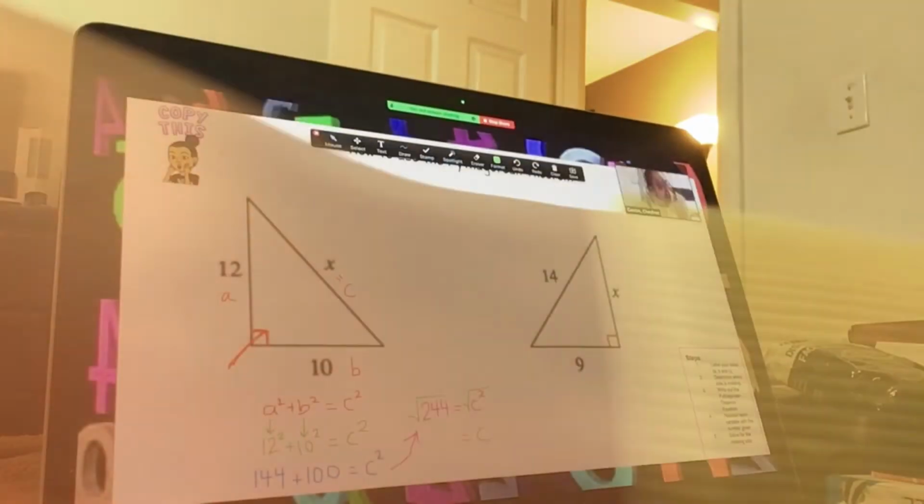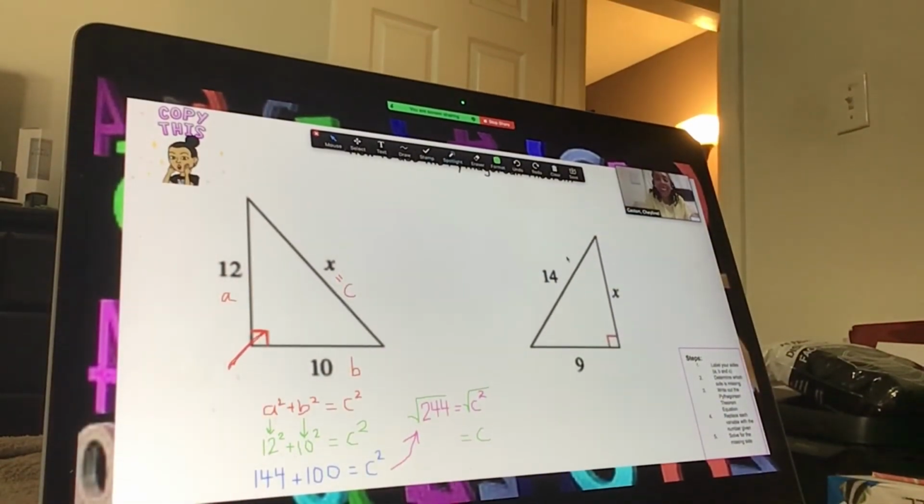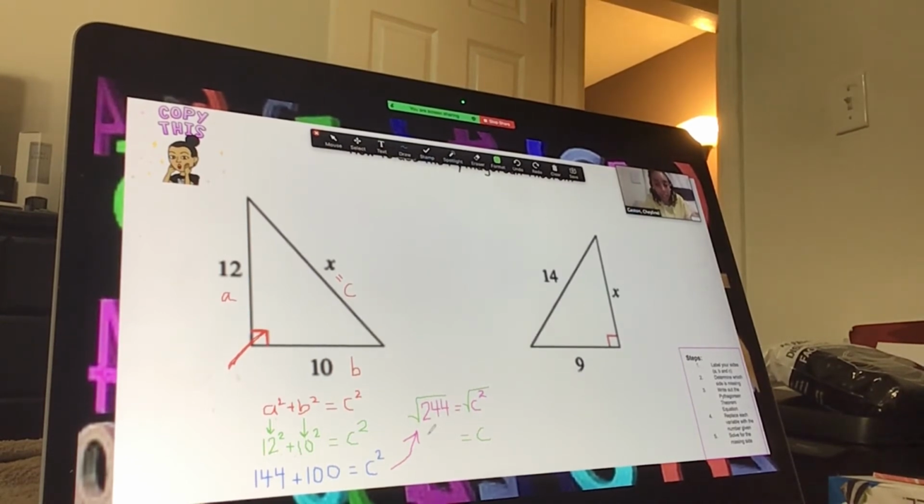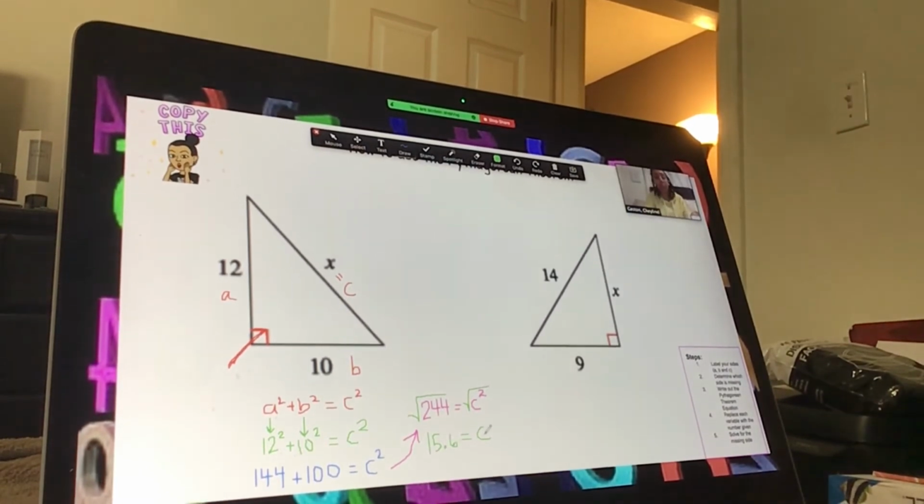One second, okay, I'm back. The square root of 244 is 15.6. I think I'm right. So all I did was punch that in a calculator, 244, hit the square root button, and I get 15.6. And that is my answer.